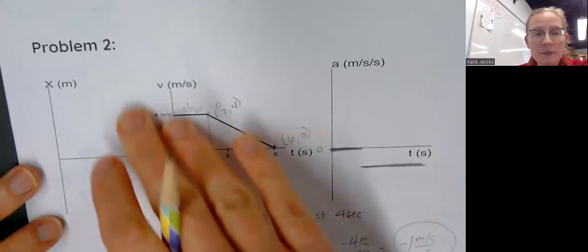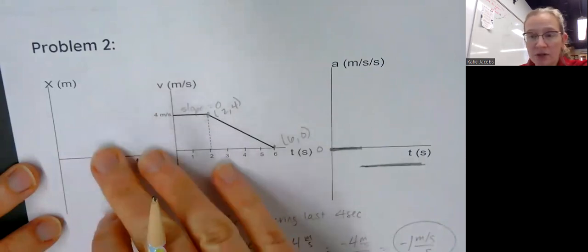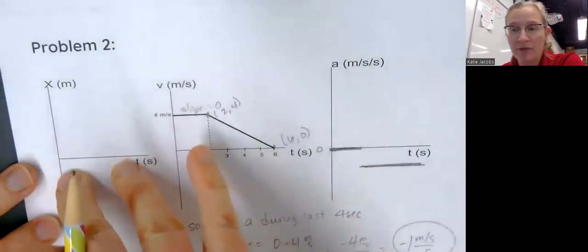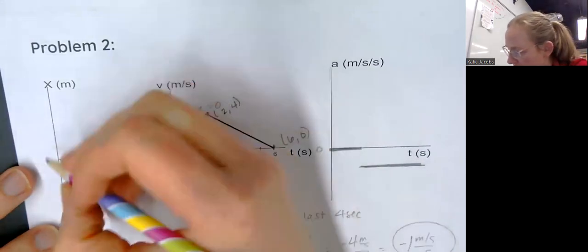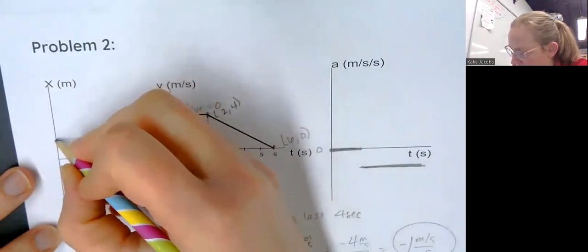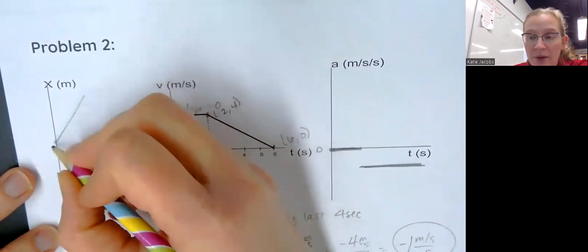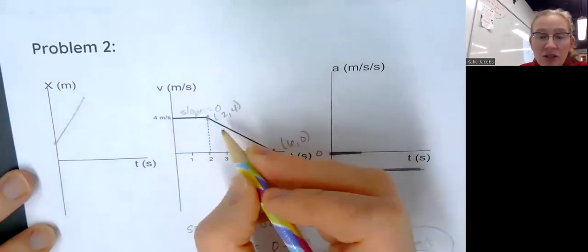What does the position versus time graph look like? First, I have to have a constant positive velocity. Okay, I'll start up here. It doesn't really matter where I start. Constant positive velocity is going to be a straight line on the position graph. And then I have to slow down.